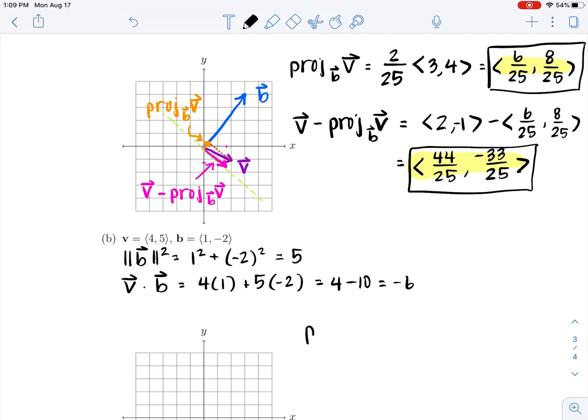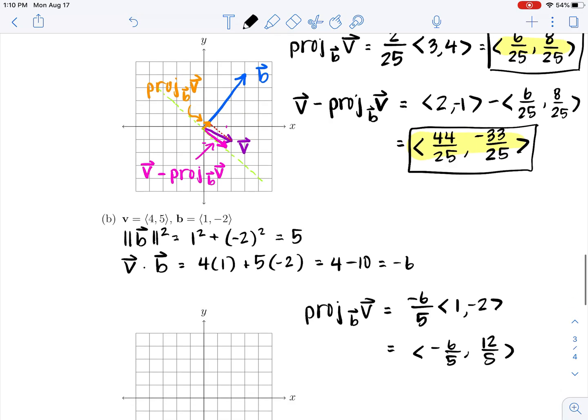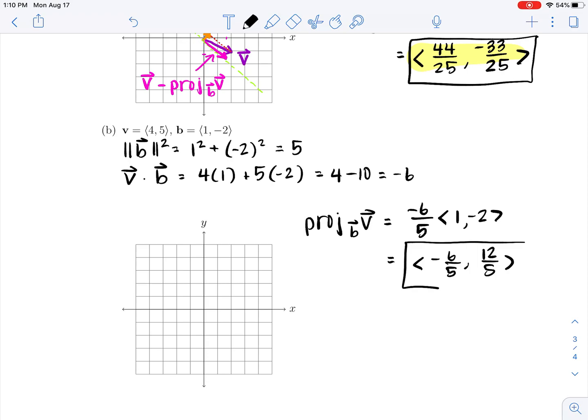All right, so let's pull it all together and let's find the projection. Projection of v onto b is the dot product, negative 6, divided by that magnitude squared, which is 5. And then we want to scale vector b, which is 1, negative 2. And so for our projection, we get negative 6/5 and positive 12/5. So there's our projection vector. I'll box that in.